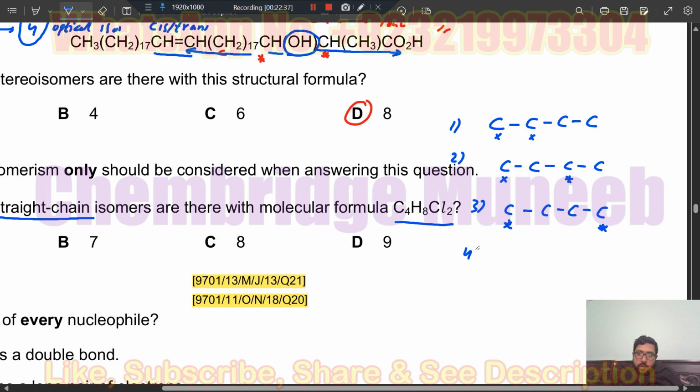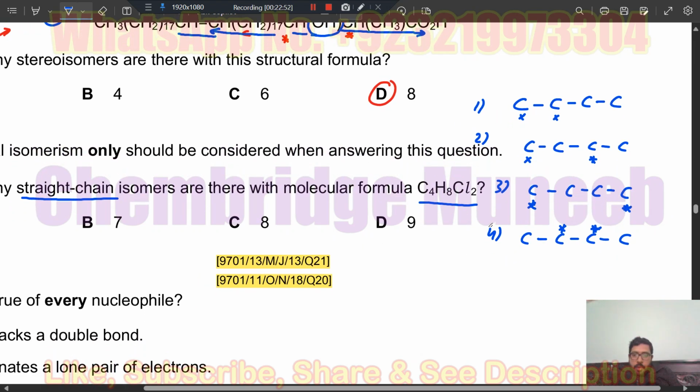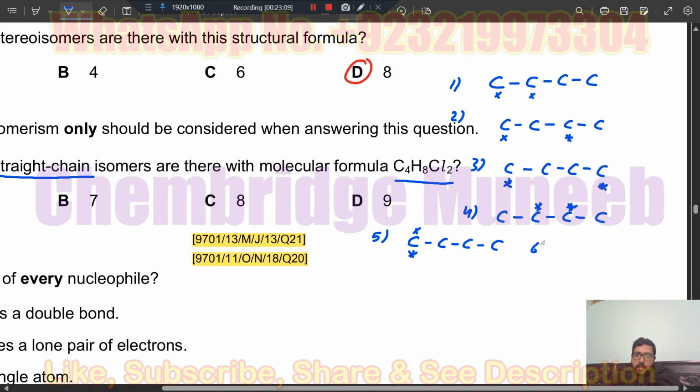Another possibility is one in which the central 2 carbon atoms have the chlorine atoms bonded on them. This is the fourth isomer. Now I have just selected 2 different carbon atoms. What if I select a single carbon atom, not 2, which means I should have 2 chlorine atoms present on the first carbon atom. This could be the 5th isomer, and the 6th isomer is when the 2 chlorine atoms are present on the second carbon atom.